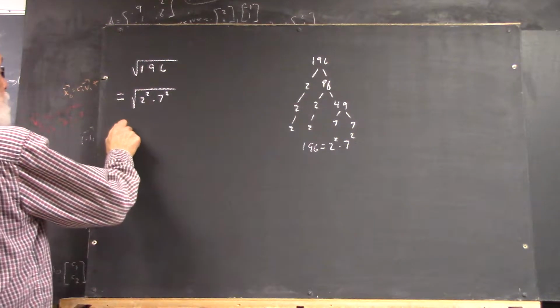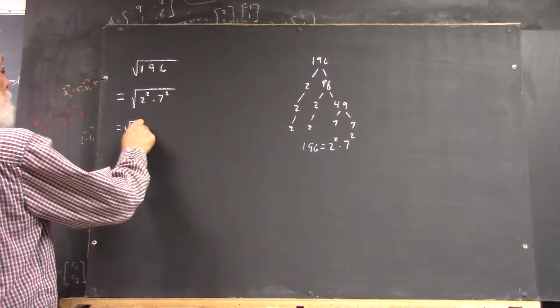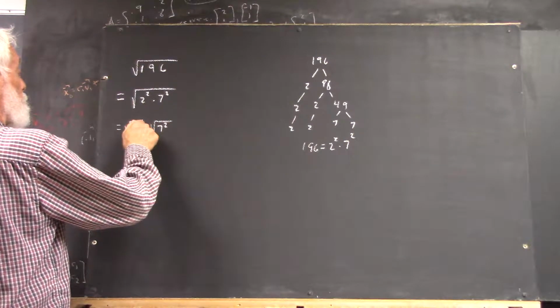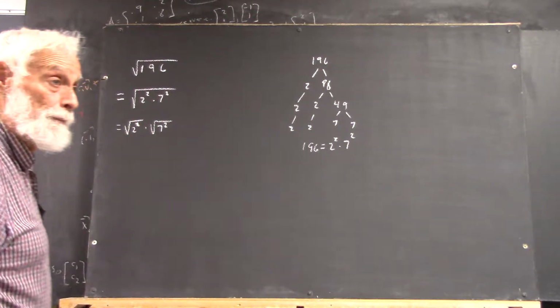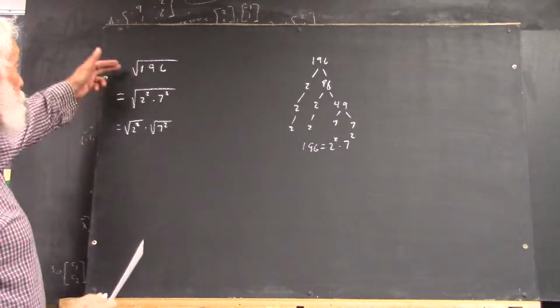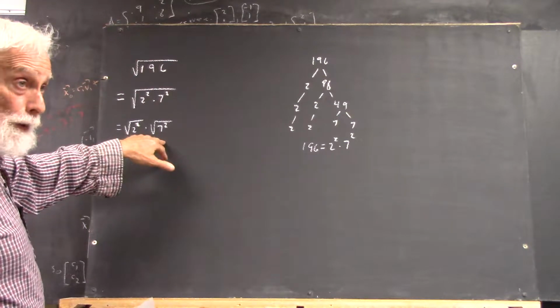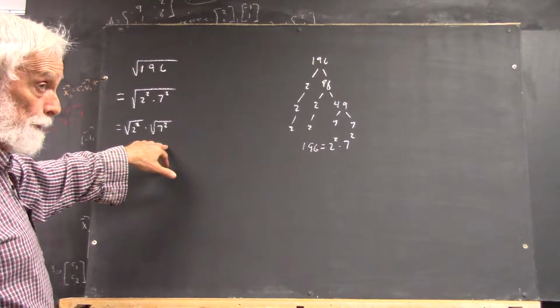And that's what? Well, that's the square root of 2 squared times the square root of 7 squared. Why is that? Well, that's because of the laws of exponents. Now we're going to write this out in exponential notation to be sure we understand why this is an application of the laws of exponents.